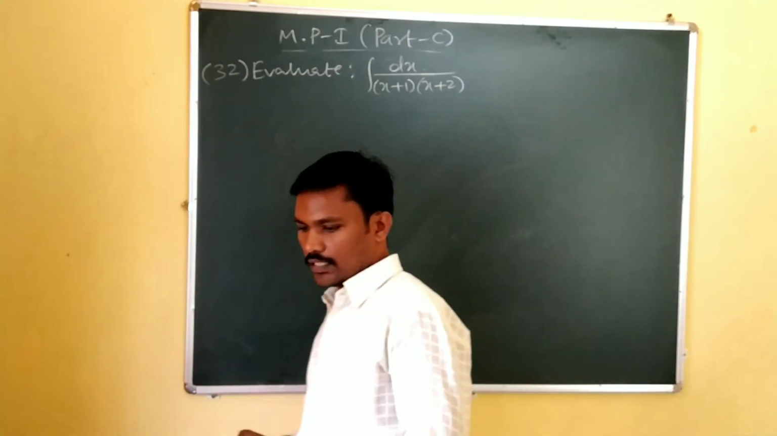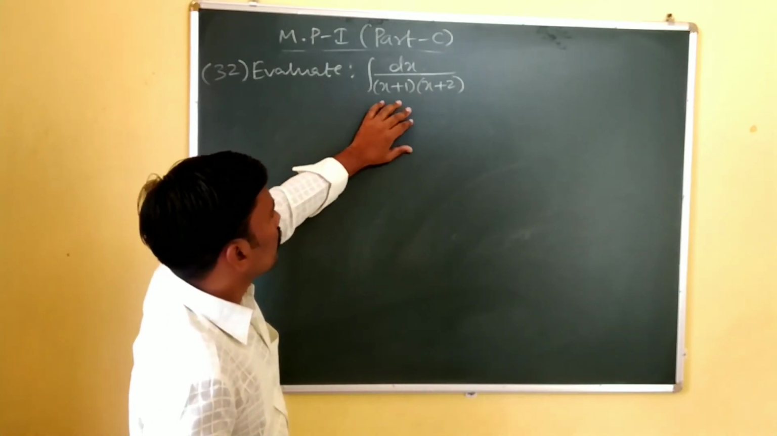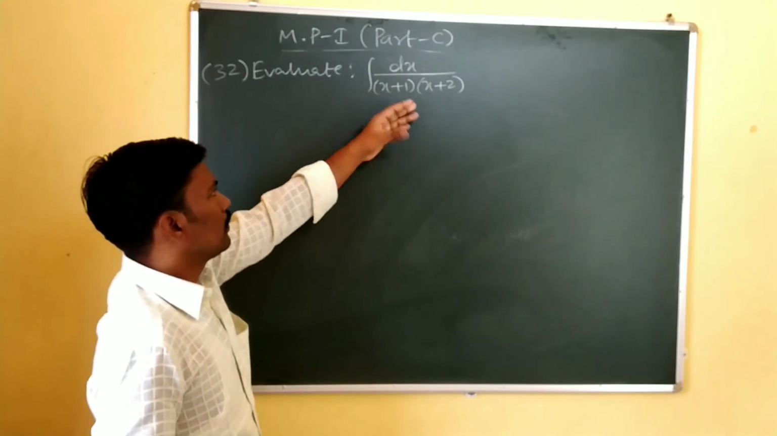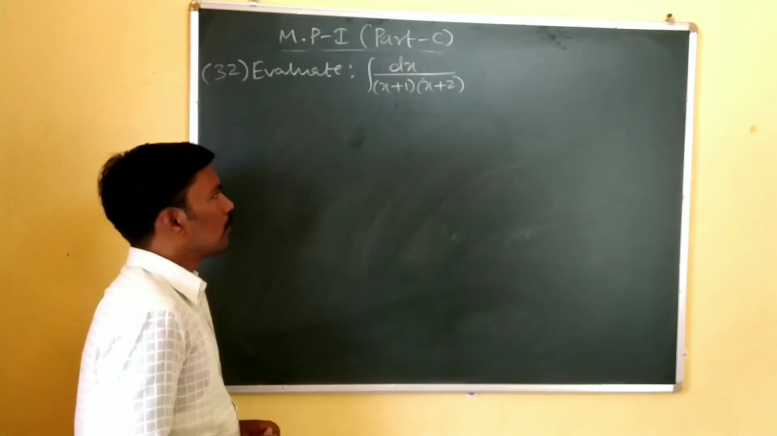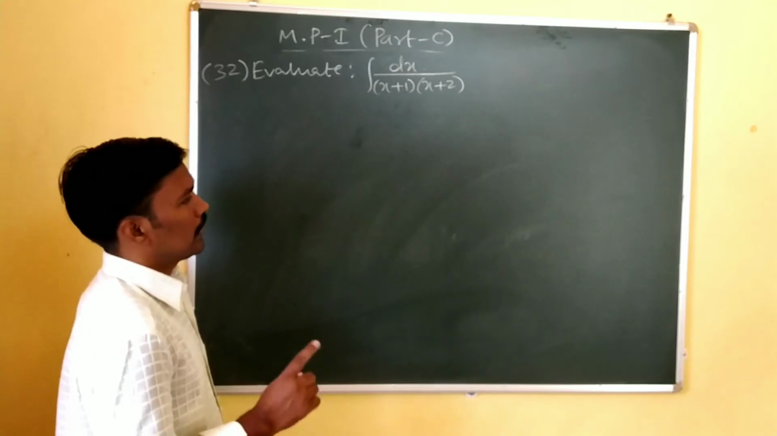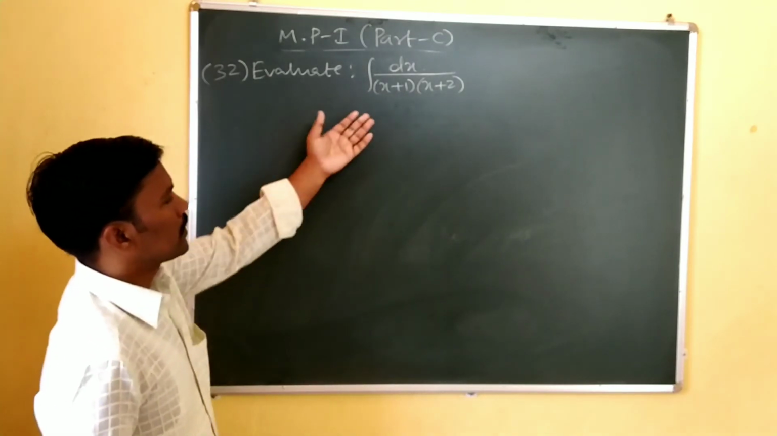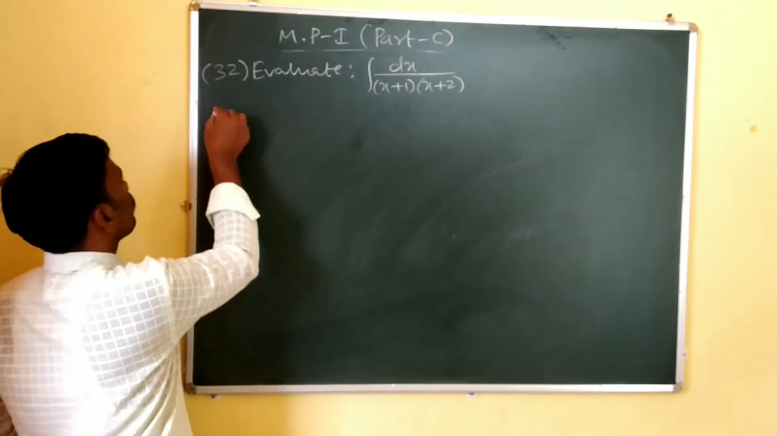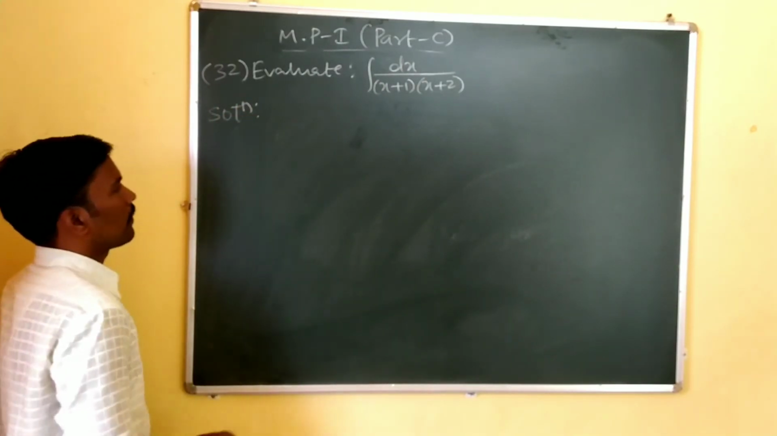Evaluate the integration of dx divided by x plus 1 into x plus 2. If you have the product of linear factors in the denominator, then use the partial fractions method. This is of type 1. If you have in general px plus q divided by x plus a into x plus b, then we can take that as a divided by x plus a plus b divided by x plus b. So let us make use of that first type, from partial fractions.